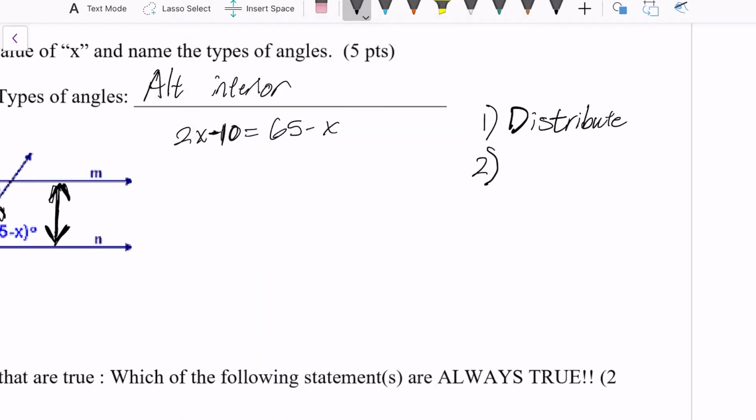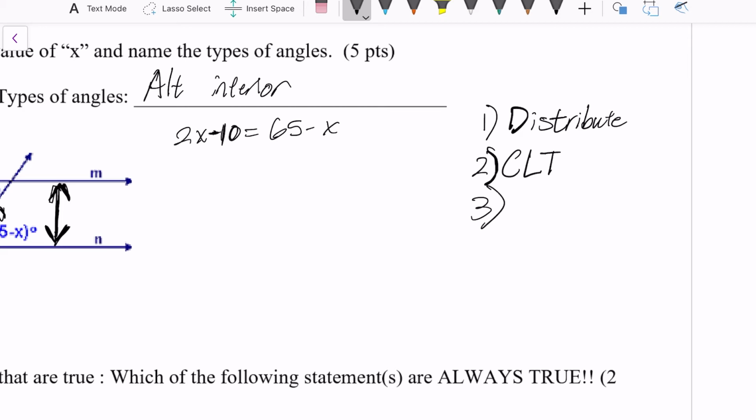Step 2 is to combine like terms. I don't have any like terms to combine, because remember, we're only doing that on one side or the other. I've got all my x's together on this side, and all my numbers together on this side. So these two steps are done.